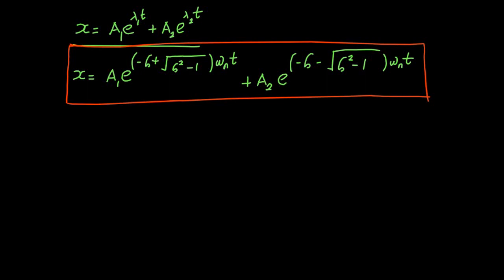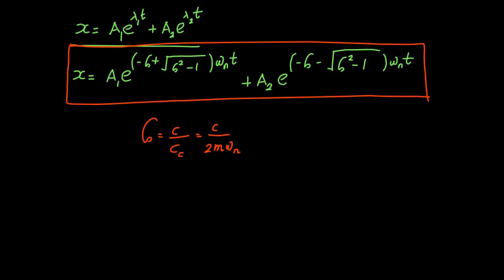Now, remember, let us recapitulate the concepts. What is eta, by the way? It is C by Cc. And what is Cc? It is 2m omega n. And what is C? It is the damping coefficient. It's the property of the damper. So you don't have any discretion about the property of the damper. You just have to choose the right damper.